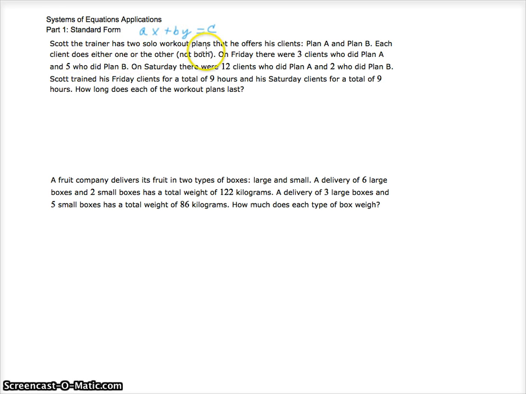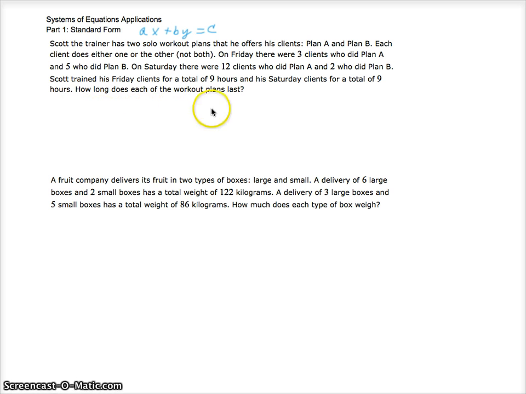Scott, the trainer, has two solo workout plans he offers, Plan A and Plan B. Each client does either one or the other, but not both. On Friday, there were 3 clients who did Plan A and 5 who did Plan B. On Saturday, 12 did Plan A and 2 did Plan B. Scott trained his Friday clients for 9 hours and his Saturday clients for 9 hours. How long does it take for each of his workout plans?